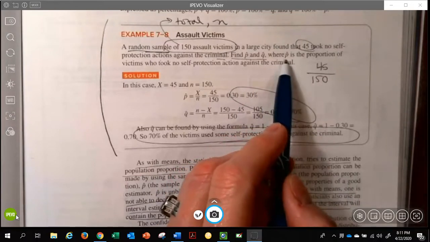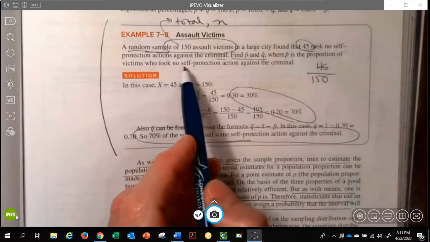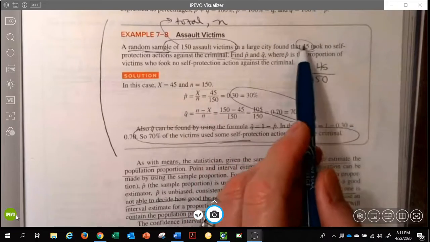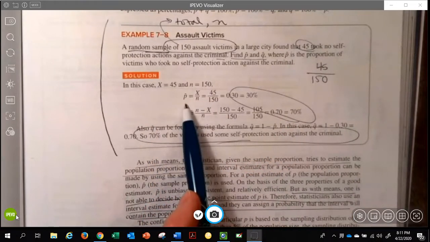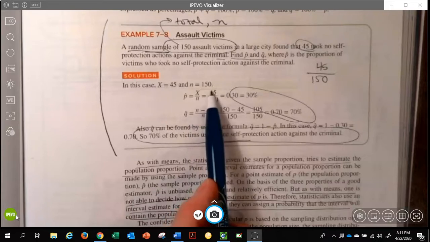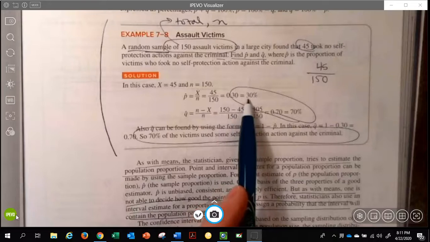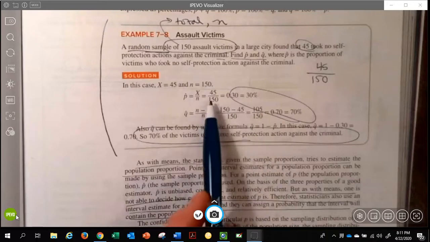And then they have to tell us which one's P hat. It's the proportion of victims who took no self-protection. So how many took no self-protection? 45 out of the 150. So I'm going to jump down here to where they've already got it worked out. P hat, it's the part that we want over the total, the whole. So 45 out of 150, we can divide it. We can have it as a decimal. We can move it to a percentage. We could reduce this fraction. You need to be versatile to leave your answer in multiple ways.